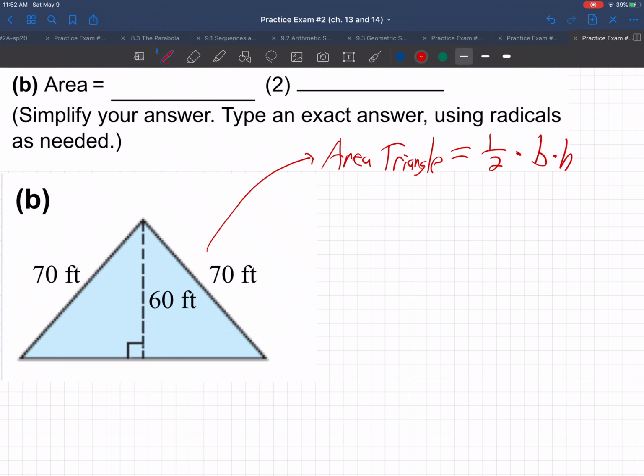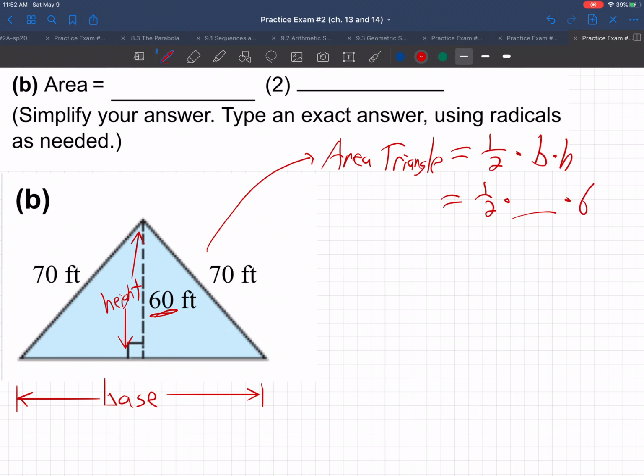So what's the base? The base is clearly down here. The base goes all the way to there, all the way to there, there to there. That's the base. And the height, as you know, has to go straight down to the base. So that's the height. So 1/2 the base times the height. So we know the height. The height is clearly 60.